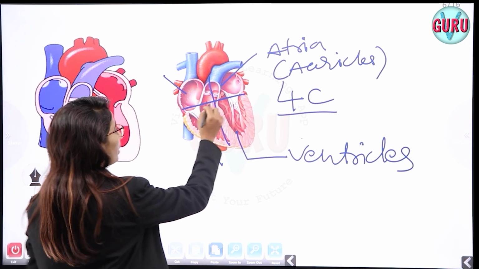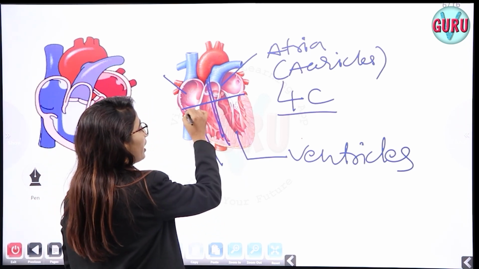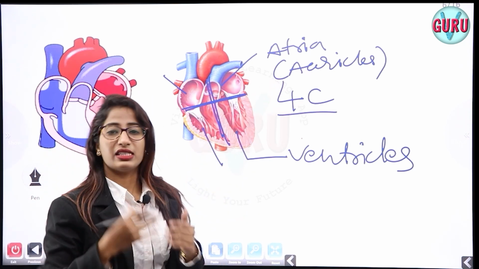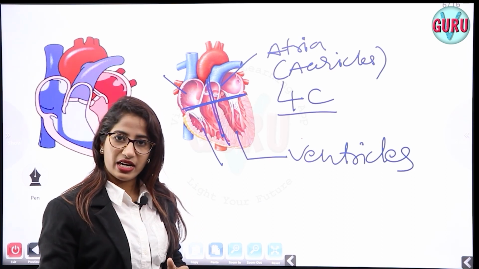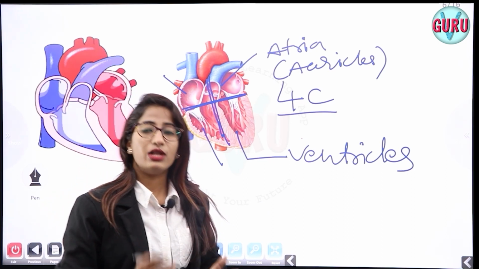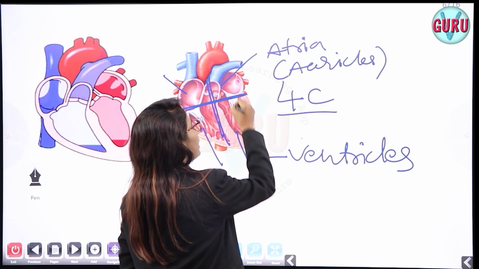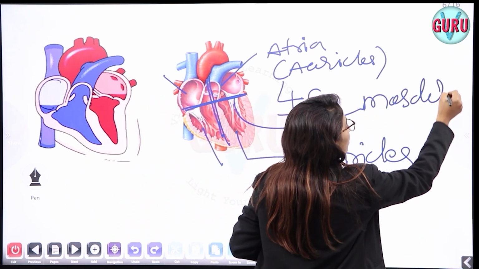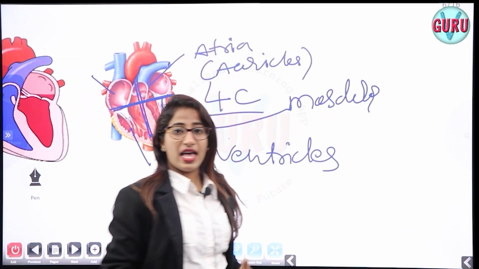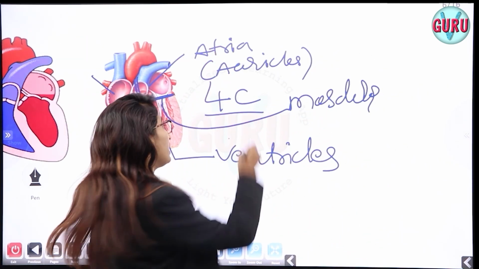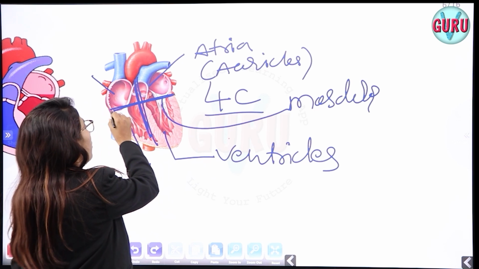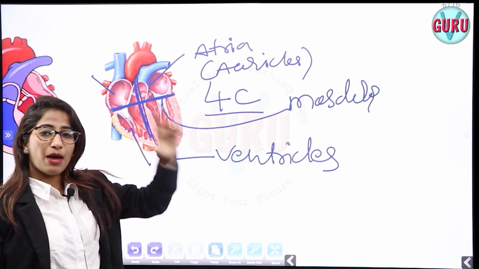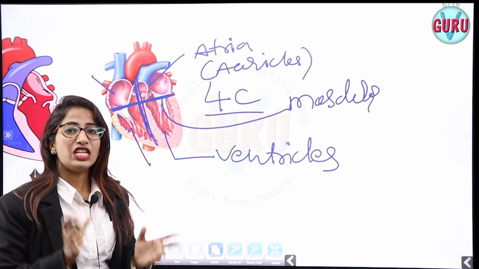Next, there is a division of how these 4 chambers are divided. How are they divided? They are separated with the help of a muscular portion called the septum. So this septum is the thing which helps the chambers to separate from each other.